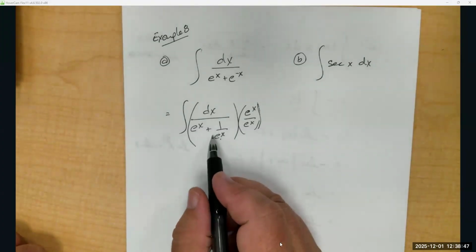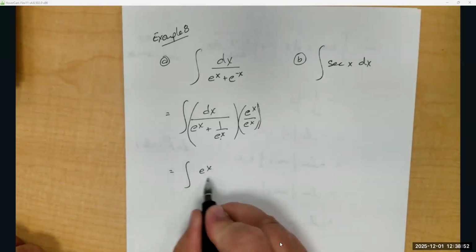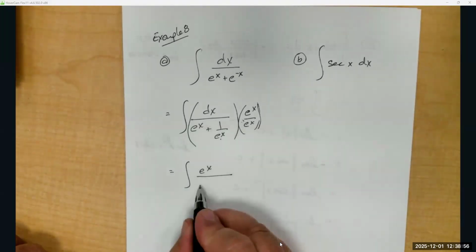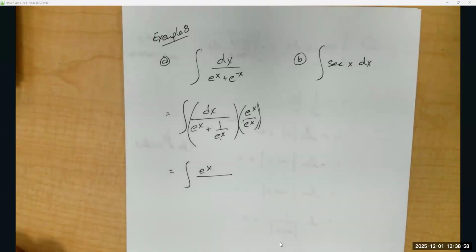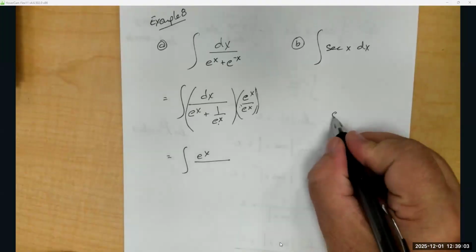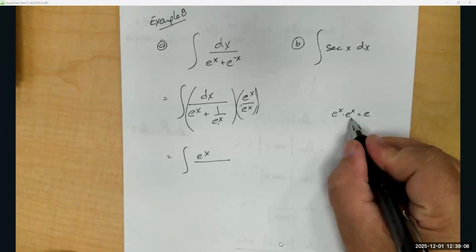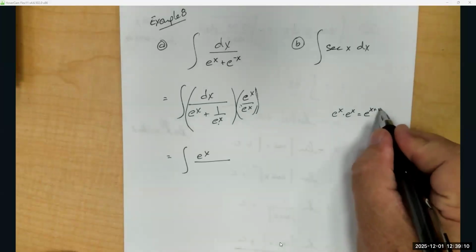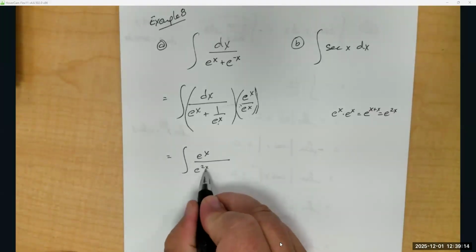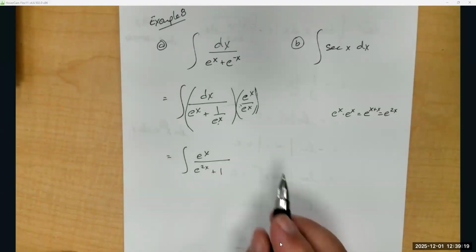So we have a fraction of a fraction. So we have e to the x. On the bottom, we distribute. So e to the x times e to the x is what? Whenever you have the same bases, you add the exponents. E to the x divided by e to the x is 1.